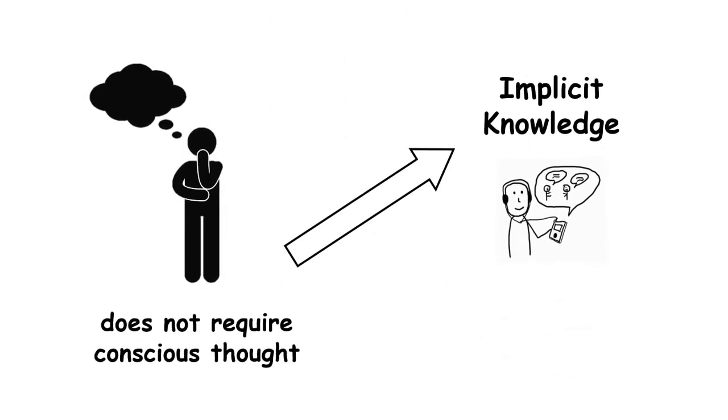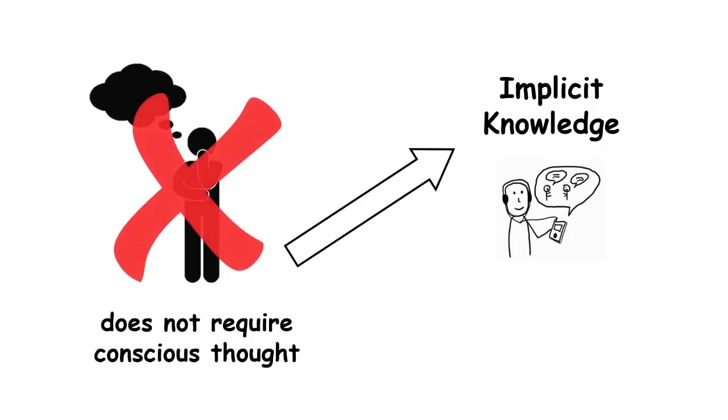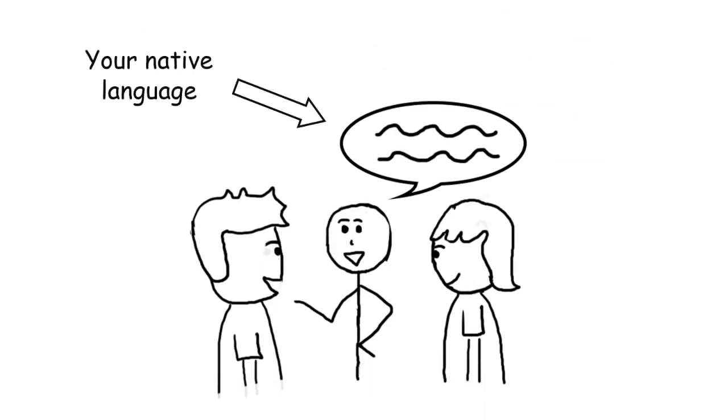In contrast, accessing implicit knowledge doesn't require conscious thought. You don't have to think about the knowledge in order to use it. Think about how you speak your first language. It's pretty effortless, isn't it? You can speak properly without having to think about any grammar rule. That is possible only because your knowledge of your native language is implicit.